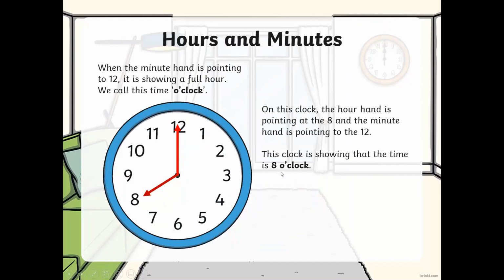Okay? So let's listen. When the minute hand is pointing to 12, number 12, it is showing a full time, a full hour. We call this time o'clock. On this clock, the hour hand is pointing at the 8, number 8. And the minute hand, this one, is pointing to the 12. This clock is showing the time is 8 o'clock, okay? 8 o'clock.